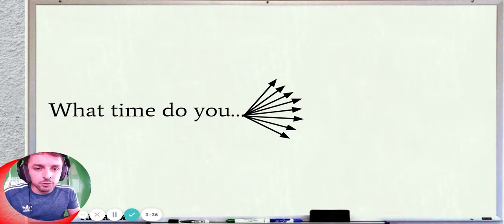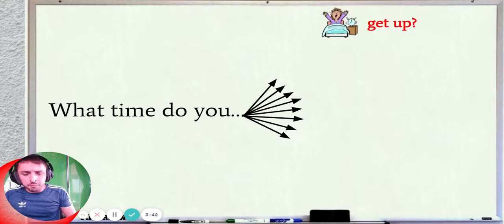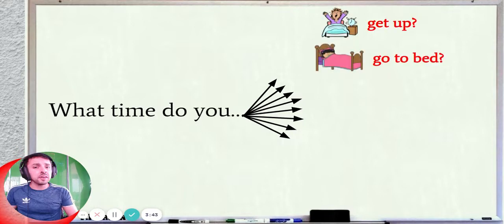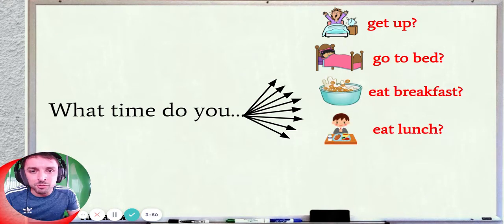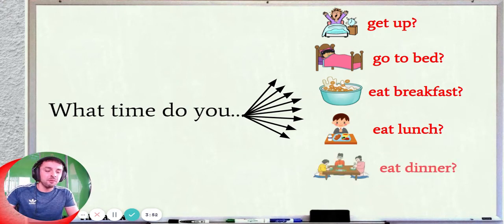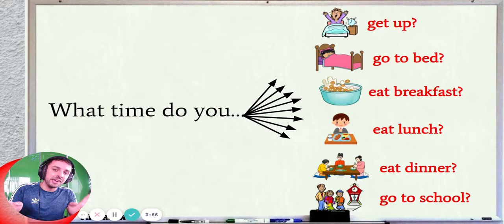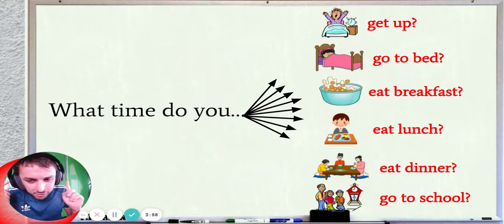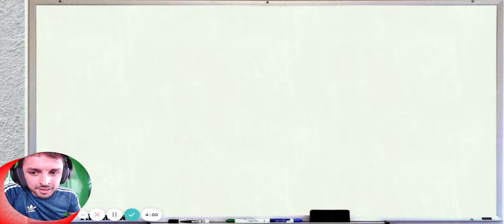Okay, so what time do you? Here are 6 verbs. What time do you get up? What time do you go to bed? What time do you eat breakfast? What time do you eat lunch? What time do you eat dinner? And what time do you go to school? These are your 6 questions for Unit 5. Okay, let's go through the answers.